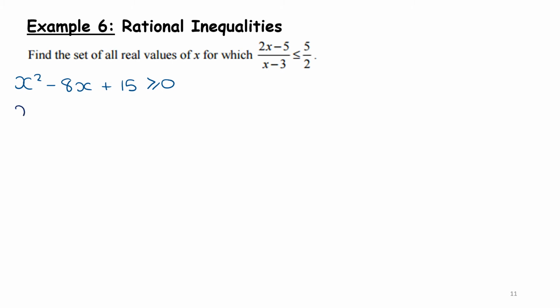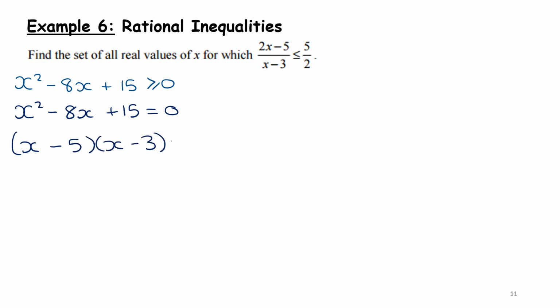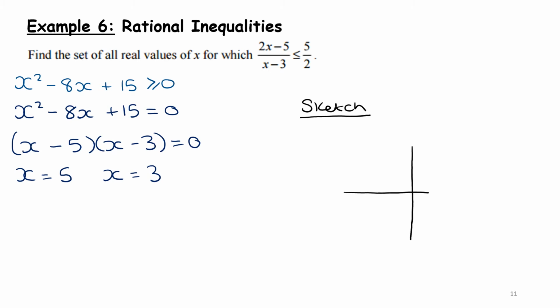So let's go back to our quadratic inequalities. First thing I'm going to do is solve the corresponding equation. So this is x minus 5, x minus 3 equals 0. That gives me x equals 5 and x equals 3. We're going to do a sketch. It's a positive quadratic. It doesn't have to be perfect, but we do have two positive roots, so I'm going to show it as two positive roots.